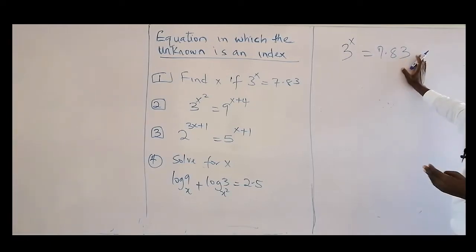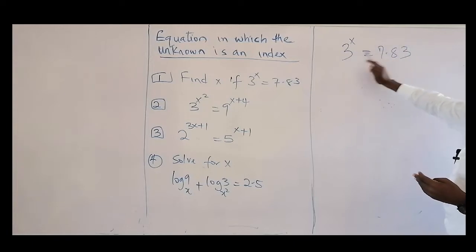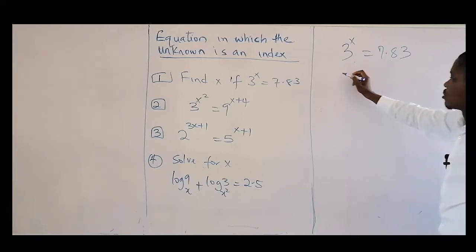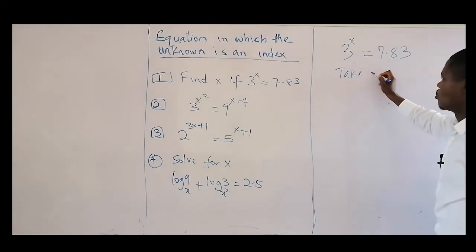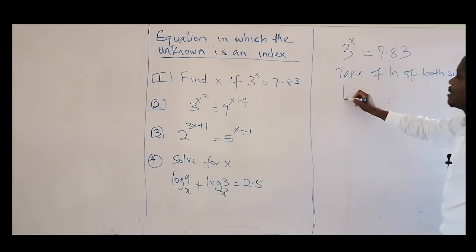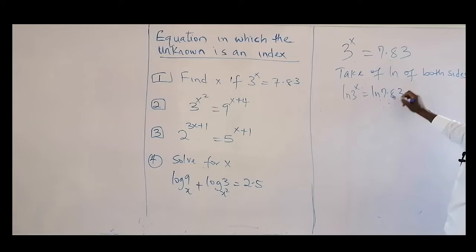this is exponential form. This is in base 3. This can't be expressed in base 3. So what do we do? In that case, when you cannot have the same bases, you take what? Take ln or log of both sides. Take ln of both sides. Either ln or log of both sides. And that will be ln 3^x equal to what? ln 7.83, because we can't express 7.83 in form of 3 to power something.